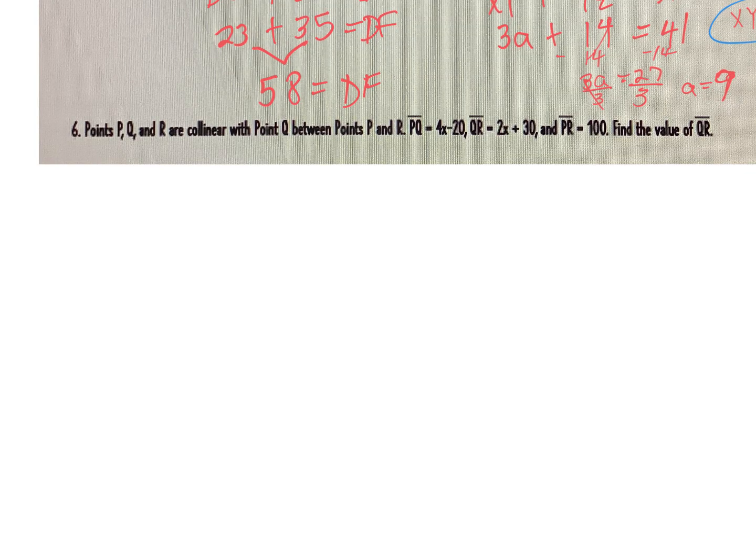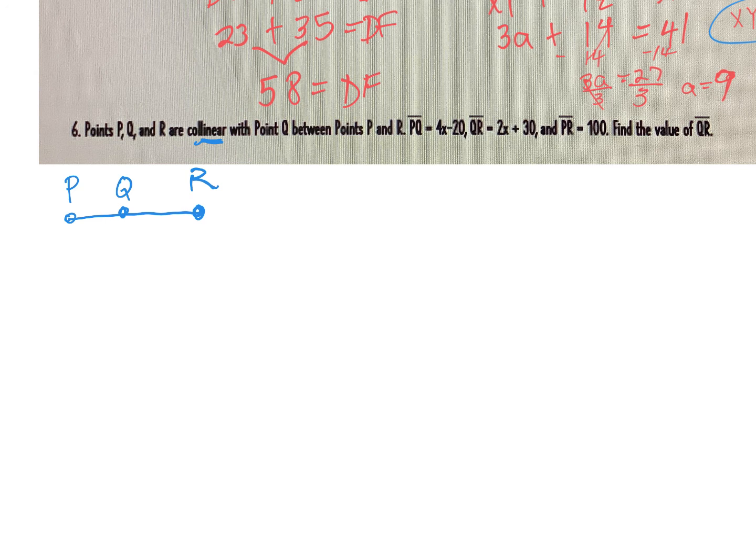All right, so let's do problem number 6. Number 6 says, points P, Q, R are collinear. Remember, collinear makes a line with points Q between P and R. So let's draw that out. So now, remember, Q is between. It's not the middle. It just says it's in between, so it can be anywhere in between.